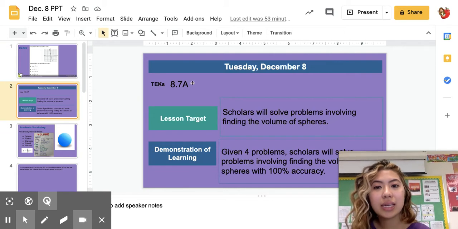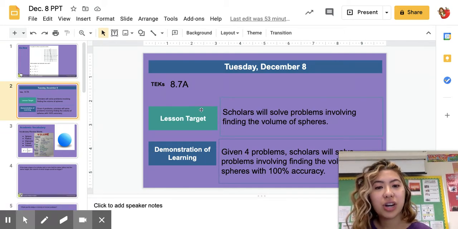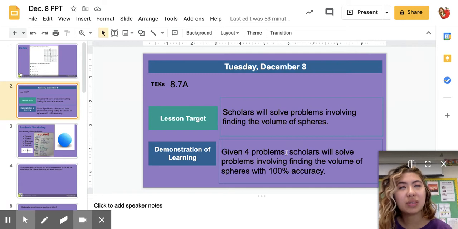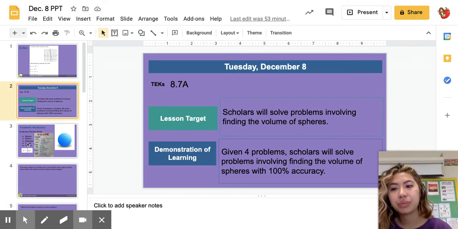Today's TEK, again, is 8.7a. Our lesson target is that scholars will solve problems involving finding the volume of spheres. And our DOL is, given 4 problems, scholars will solve problems involving finding the volume of spheres with 100% accuracy.